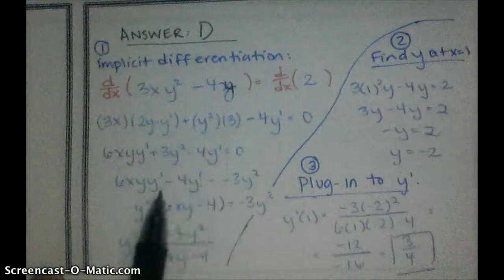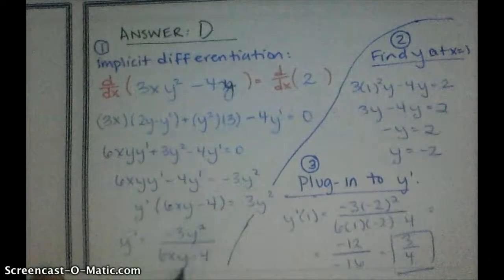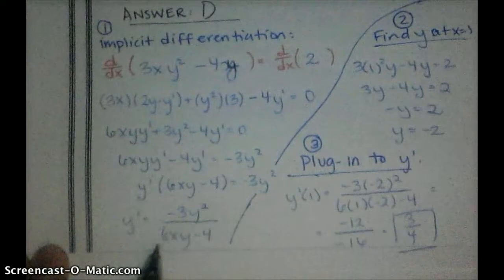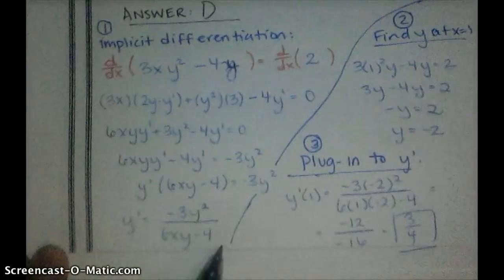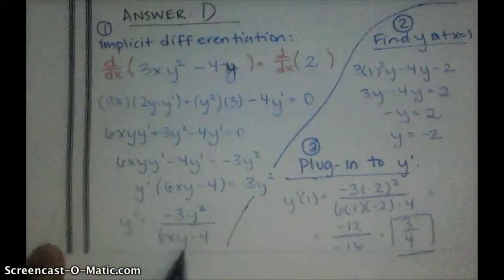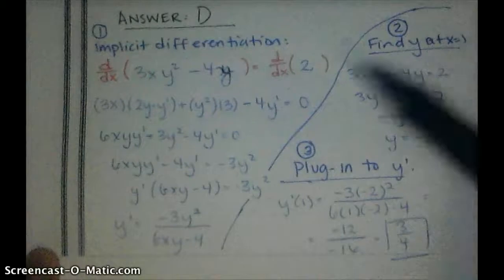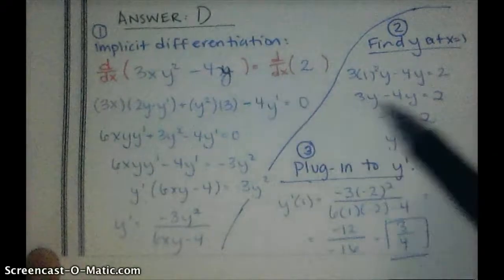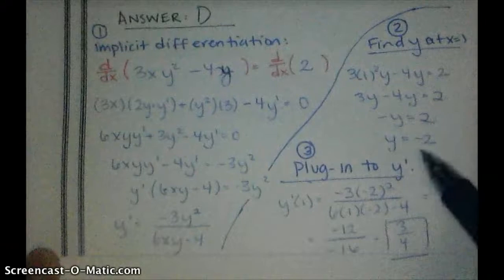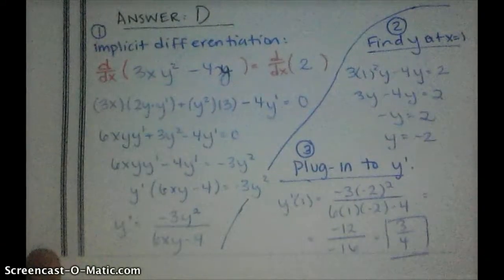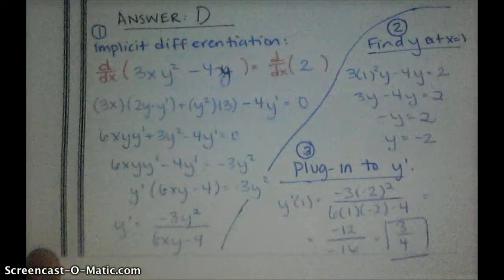From there, I gathered my y primes, took out my GCF, and divided. There's the derivative expression. This is negative 3y squared over 6xy minus 4. Again, I'm sorry, it's blurry here. Before I can figure out numerically what the answer is going to be, I had to figure out what y was, and I did that by plugging in x equals 1 into the original function and just solving for whatever y has to equal. And from there, you plug in, and it pretty clearly comes out to be 3 over 4. If you need more time to think about this, pause the video. Otherwise, we'll move right along.